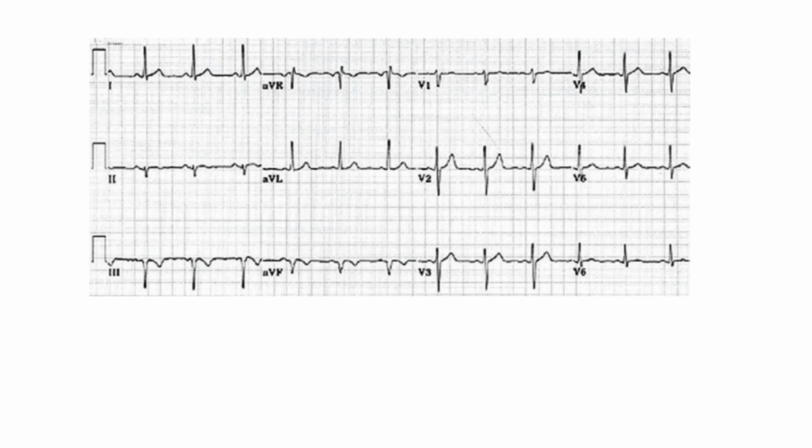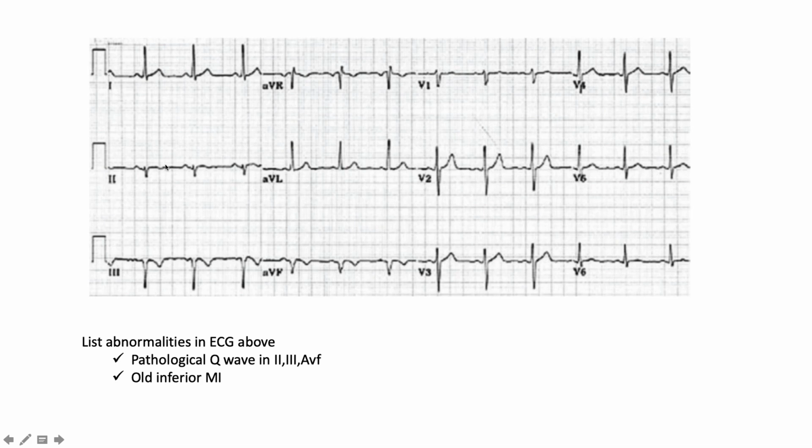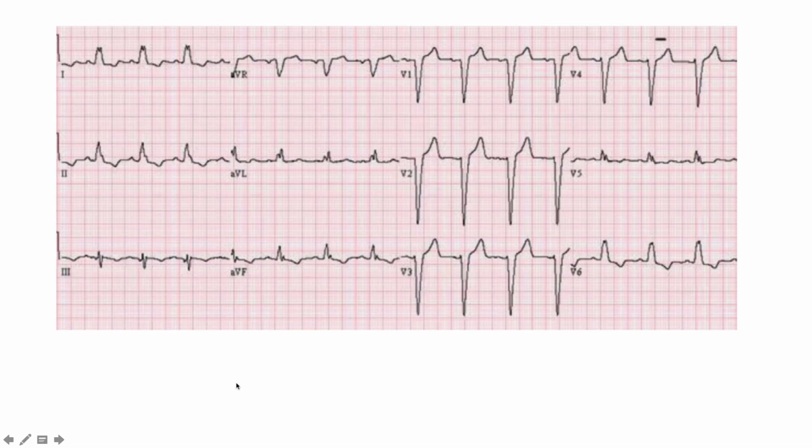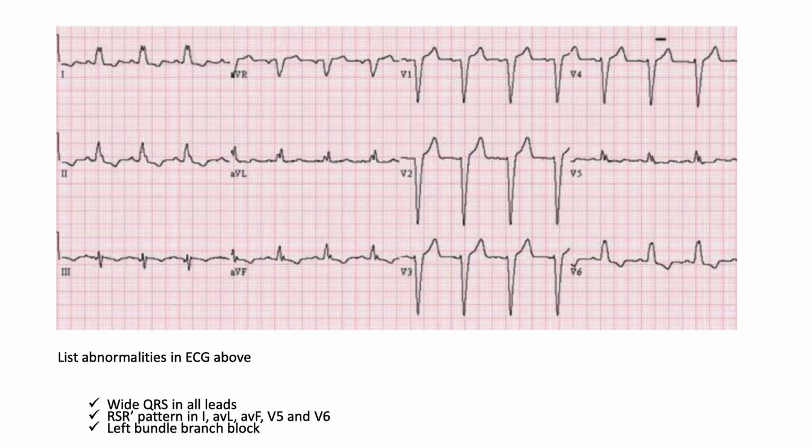Okay, once again, don't forget to pause the video to give yourself a chance to interpret this before we get into the answer. So here we have pathological Q waves in the inferior territory, 2, 3, AVF, this is an old inferior myocardial infarct. Oh, what's happening here? Quite nice, no?